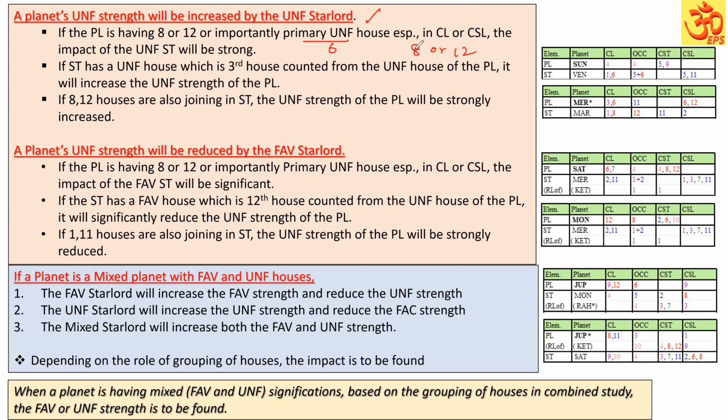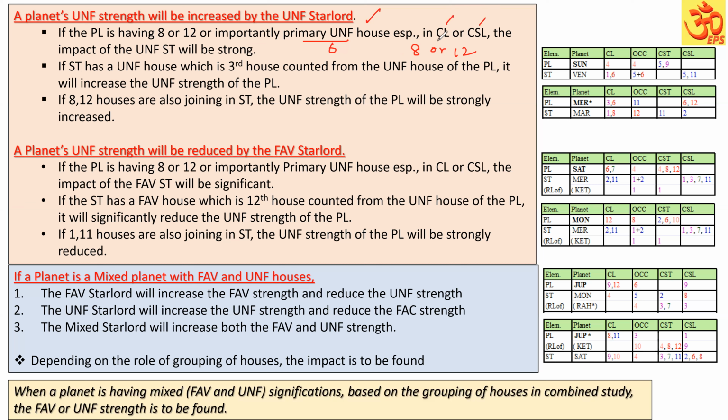It means that the planet is owning the 6th house, 8th house or 12th house, or it is the 6th lord because it is the owner of the 6th house, an unfavorable primary house for the event of marriage. Especially in CL, cuspal lord or owner, or cuspal sublord of the houses. Suppose it is there in the OCC and CST also, it has some value, but importantly, if the planet is owner of these houses or cuspal sublord of these houses, the impact will be more.